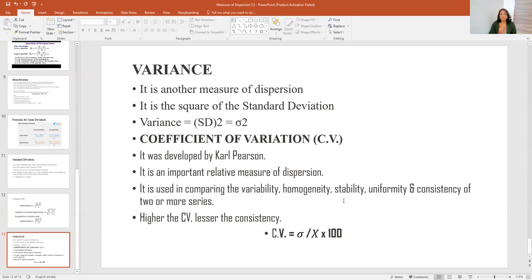And last is the coefficient of variation. It was also developed by Karl Pearson. It is known as a relative measure of dispersion. It is used to compare the variability in the data, homogeneity in the data, and consistency of the data. CV is standard deviation divided by mean, multiplied by 100.